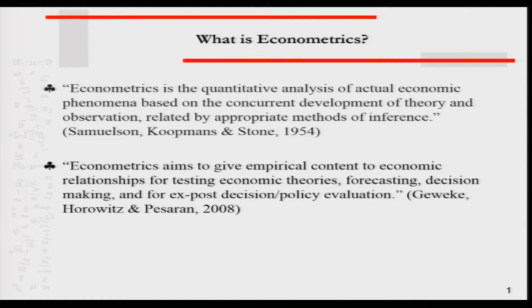They say that econometrics is a field which aims to give empirical content to economic relationships for testing economic theories, forecasting, decision making and for ex post decision or policy evaluation. Now, here in this definition, note that the noted econometricians of our times are emphasizing three different things. One is basically forecasting, the other one is decision making, and the other one is ex post policy evaluation. So, let me briefly discuss what they are.